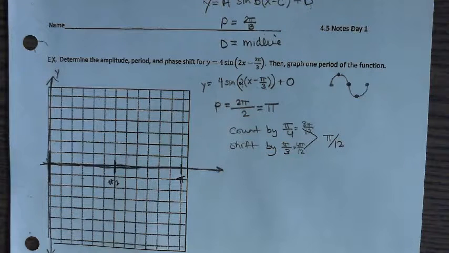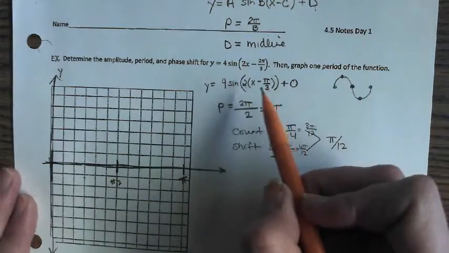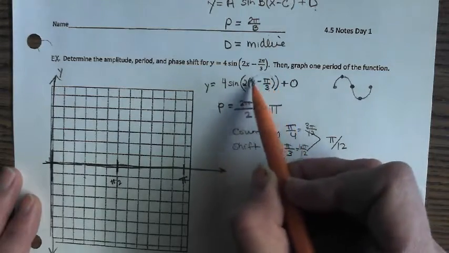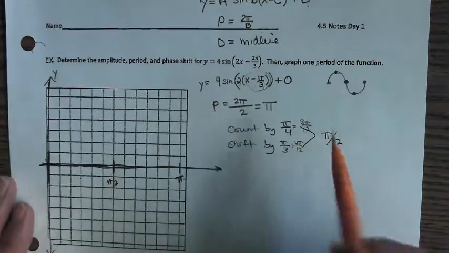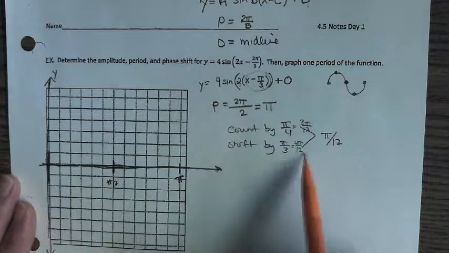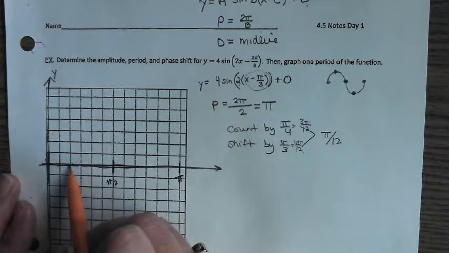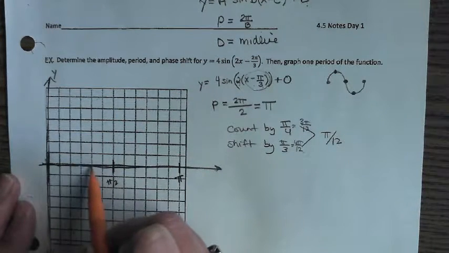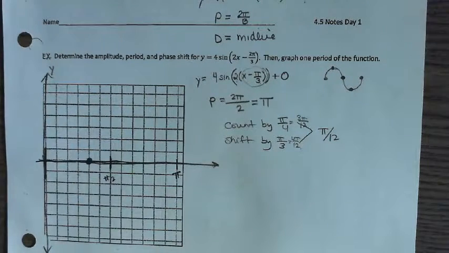And now I've scaled it so it'll be conducive to my phase shift and also conducive to my period size. So to start my sine graph, I am shifting this pi over 3 units to the right. That's, like I said, 4 pi over 12. So 1, 2, 3, 4 pi over 12. My sine graph is going to start there.